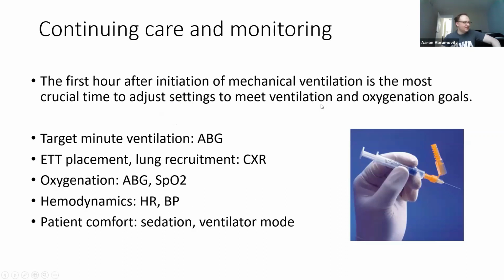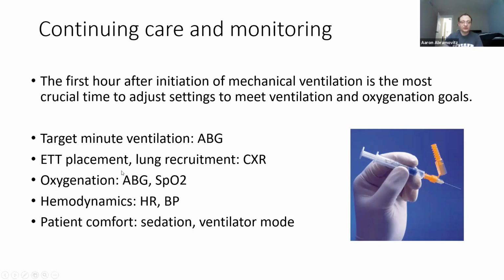So after you have your patient intubated, you've done your initial vent settings, really the most crucial time to make sure that you're meeting ventilation and oxygenation goals and not causing harm is within the first hour. Because during the first hour, you're going to see how the patient interacts with the ventilator once the paralytic and initial sedation have worn off. You'll see how they're tolerating it, and you'll also get your blood gas and see if you're meeting those ventilation and oxygenation goals. And so in that first hour after intubation, you need to get the blood gas, obviously get a chest x-ray.